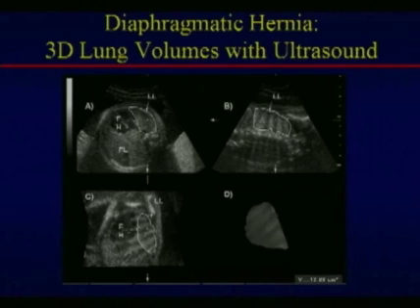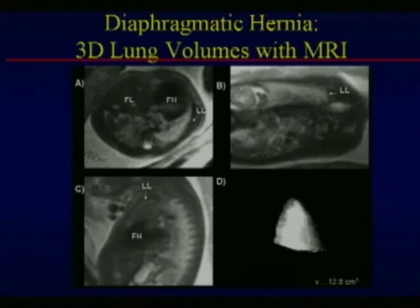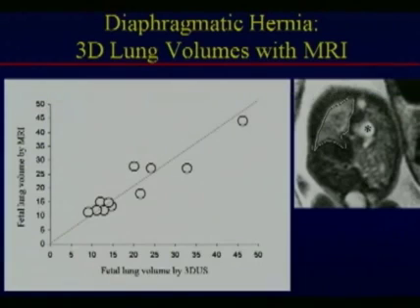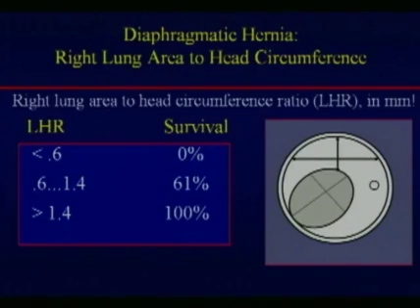One is looking at lung volumes, and that's a little harder with ultrasound, as we're looking at in this case. It can be done with ultrasound, but it's easier with MRI because of the superior contrast resolution, as we see in this case. Certainly you can do 3D lung volumes using MRI, and there's very good correlation between 3D estimation of volume using 3D ultrasound and estimation of volume by MRI.